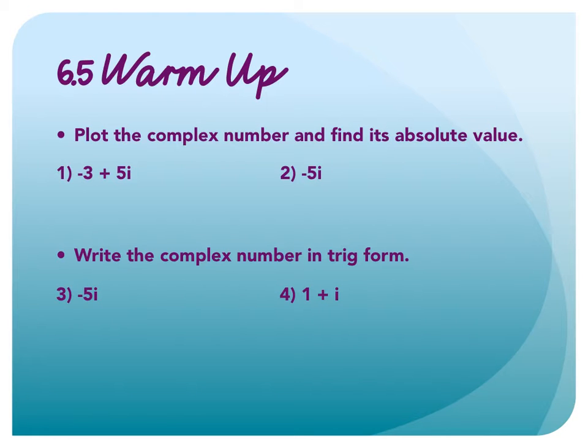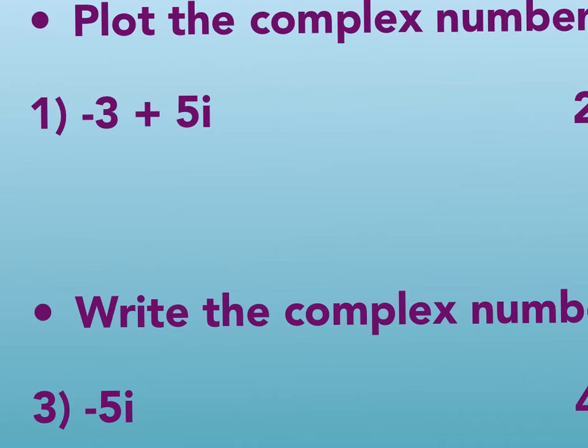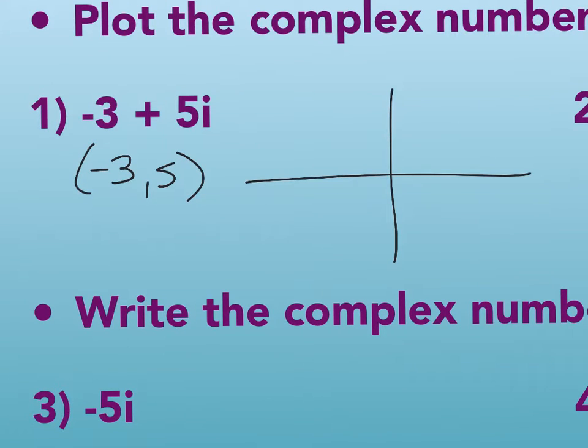All right, so it said plot the complex number and then find its absolute value. So if I'm plotting negative 3, 5, then this is on the imaginary axis, which is the vertical one. The real is the horizontal one. This would be negative 3 back 3 and up 5. 1, 2, 3, 4, 5.